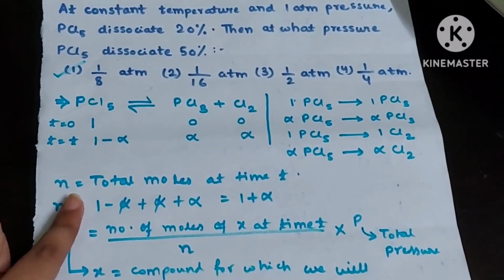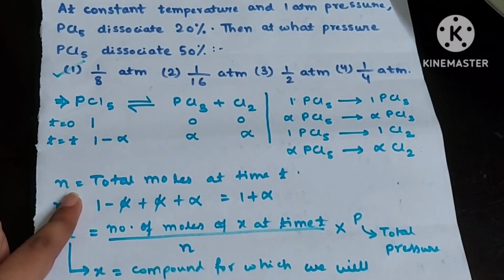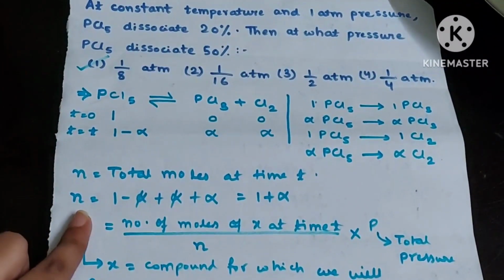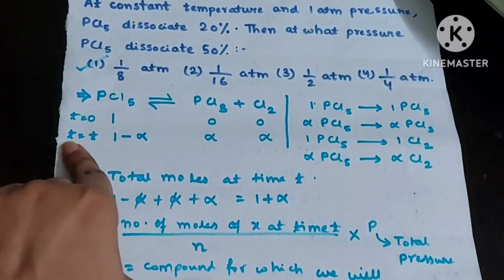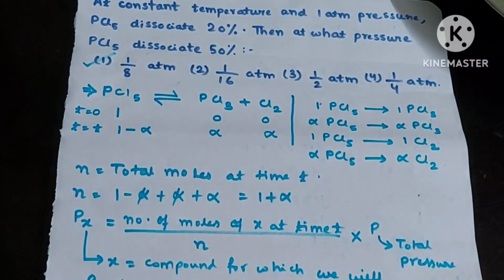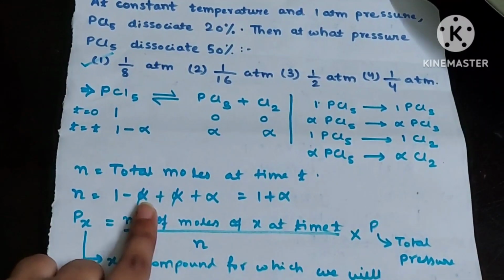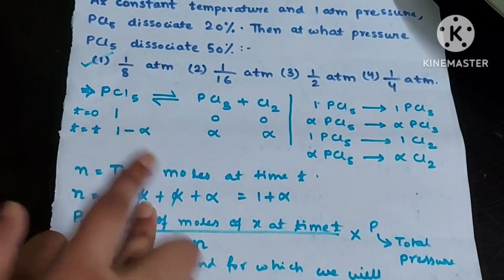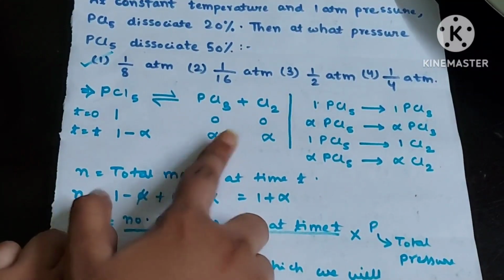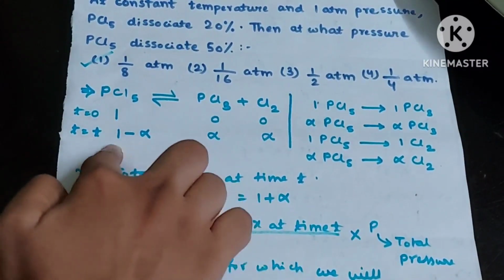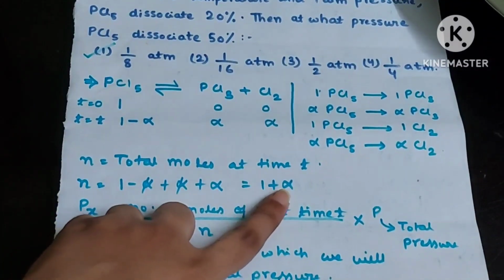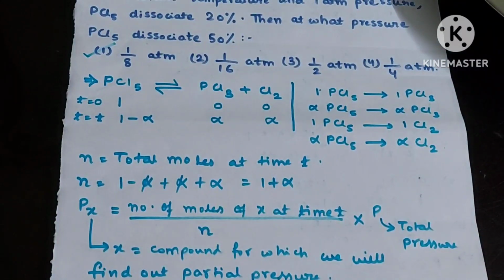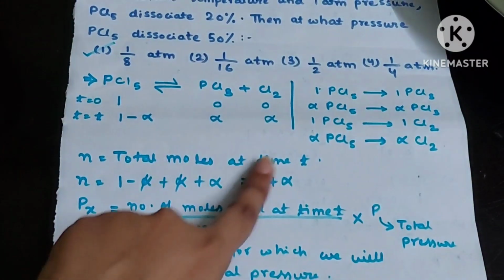Then n is total moles at time t. We have represented it with the letter n, so for total moles at time t, we will add all these moles. We add 1 minus alpha, then plus alpha, and again plus alpha. After adding we got 1 plus alpha. This is the value of n, that is total moles at time t.